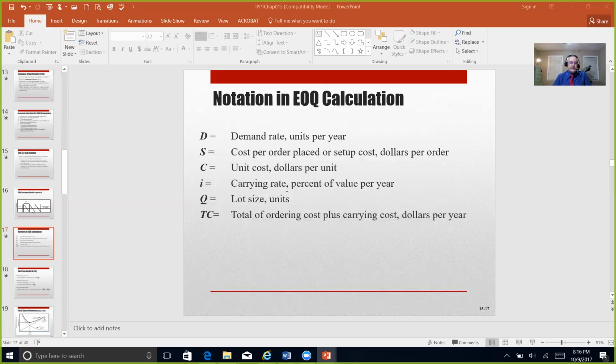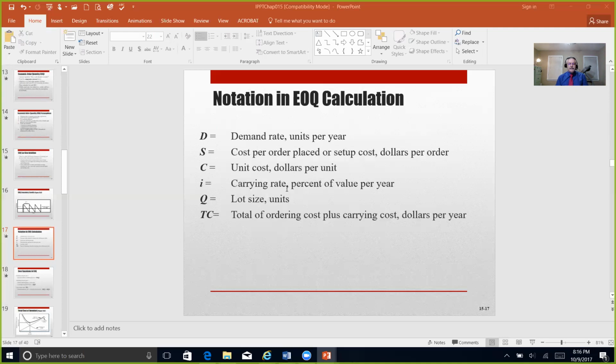As you can see, D as in Delta is the demand rate, units per year. S as in Sierra is the cost per order placed, or the setup cost, which is in dollars per order. And this is where making sure your unit of measurement is paramount, that you're using the same unit of measurement, and that it's clearly annotated in your problem so you don't get lost. C as in Charlie is the unit cost per unit.